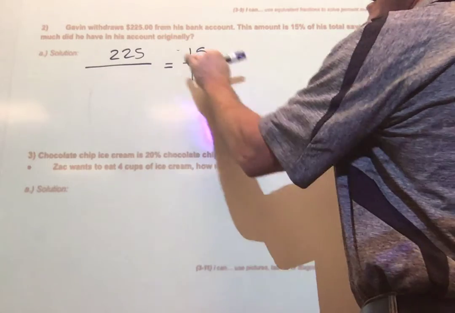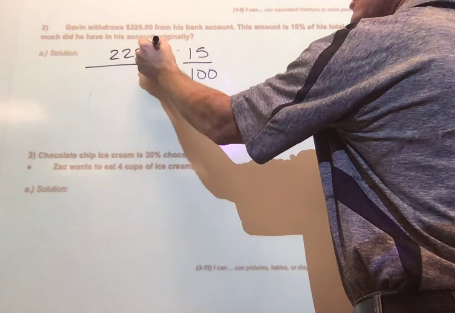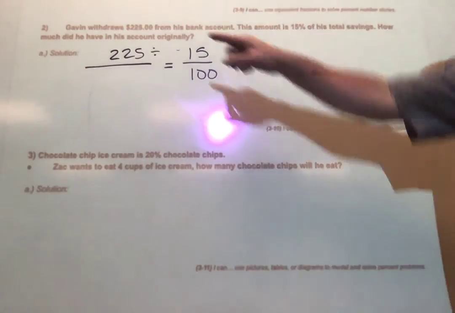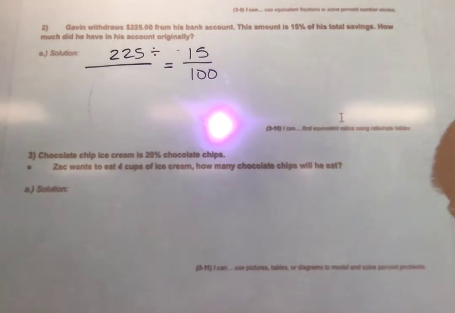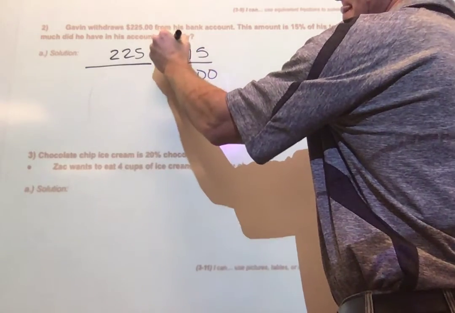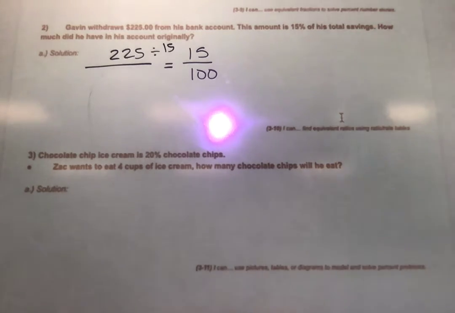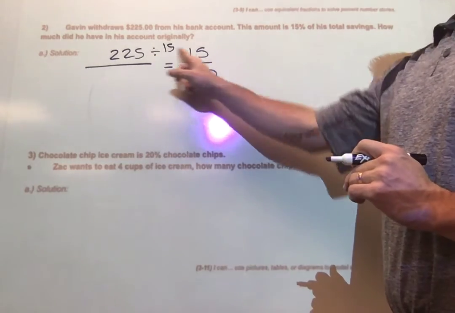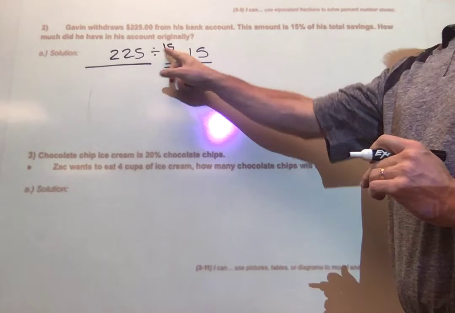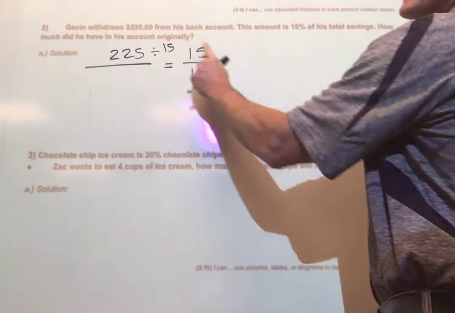So to figure out how to get 15 times what gets me there, can I just divide these two? If I take 225 divided by 15 to tell me how many times smaller it is, it actually gets 15, because 15 times 15 is 225. So to get this down to this 15, I need to divide this by 15. So that means I would also have to divide whatever this is by 15.